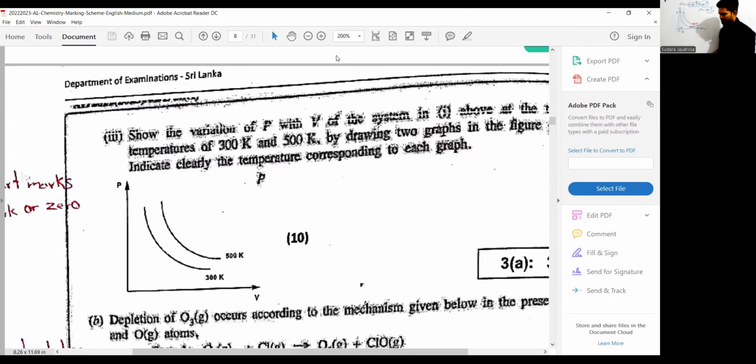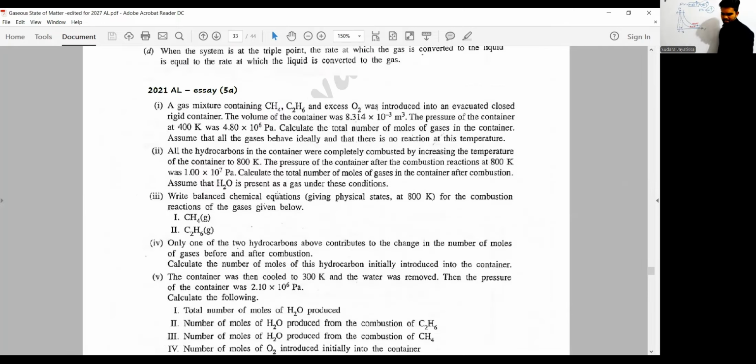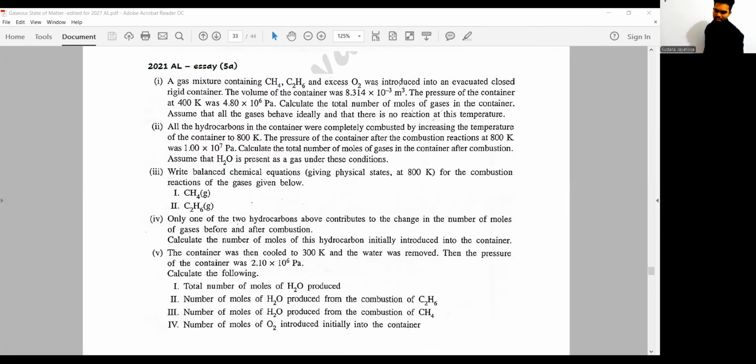Okay, so 2021 A-level essay question. This is the question we're going to discuss. It's a very good one. So memorize the method of the question after the discussion. Okay, so we'll see now how to do this question. See, there are 5 parts in the question. First and second parts are really easy. I hope you all did that part.